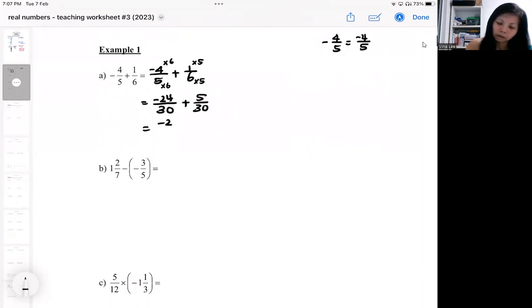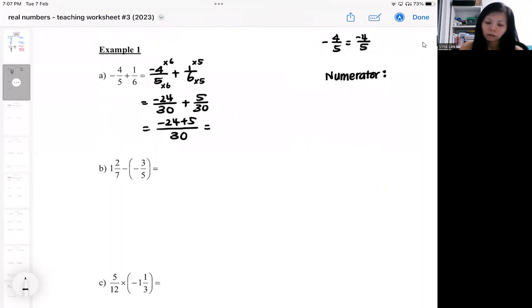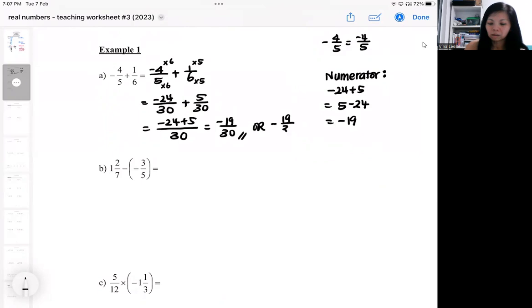And then I can add the numerator. If you look at just the numerator, that is what you have done in the second teaching worksheet. In the second teaching worksheet, you learn how to handle this. So essentially, that's a minus 19. So you can present the answer like this, or you can present the answer like this. Usually, I prefer to present it this way.